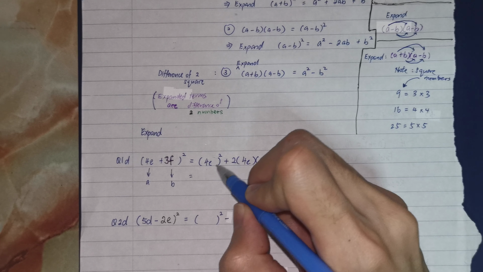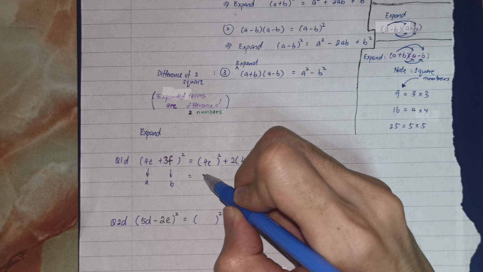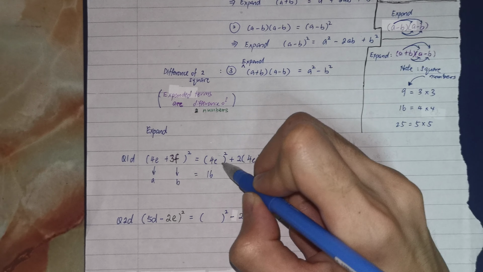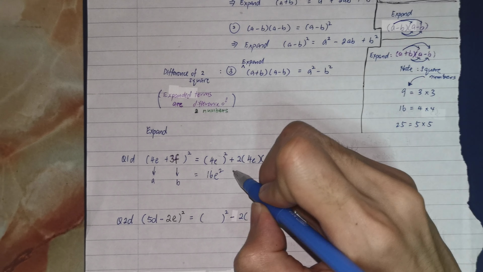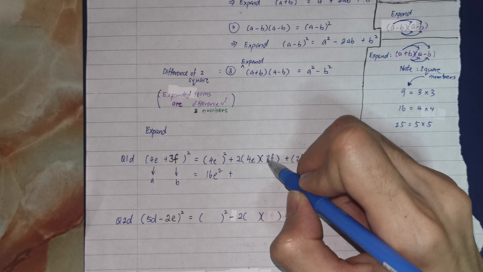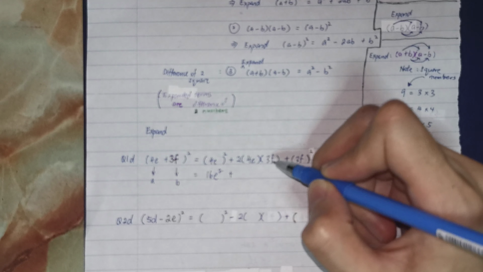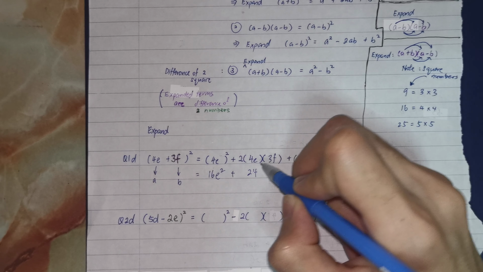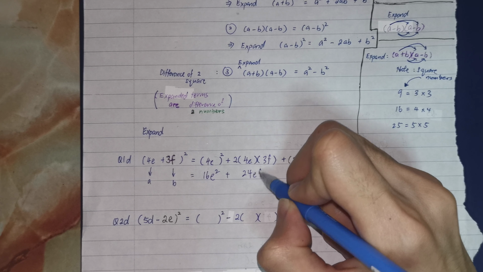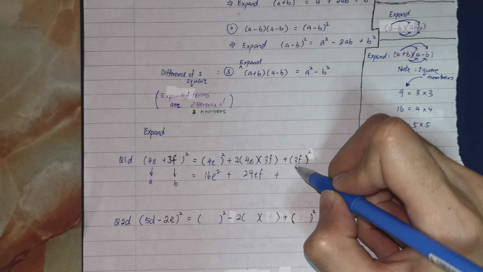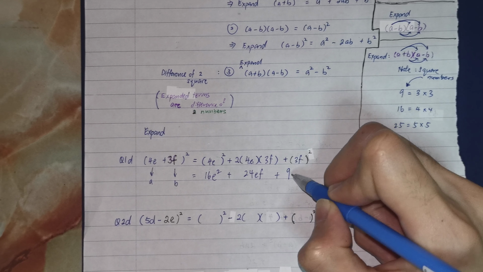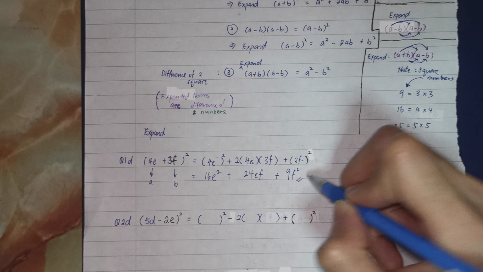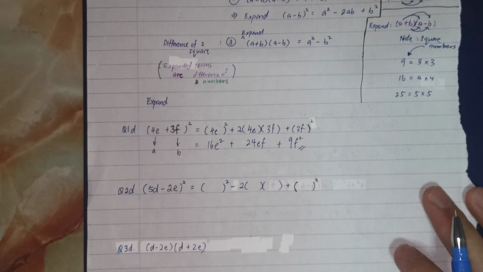So (4e) square means 4 square times e square. So 4 square is 16 and e square is e square, plus 2 times 4 times 3. You can use your calculator and you realize that you get 24. So you times e times f, you become ef. The last term will be 3 square, which is 9, f square will be f square. So this is our expanded form.